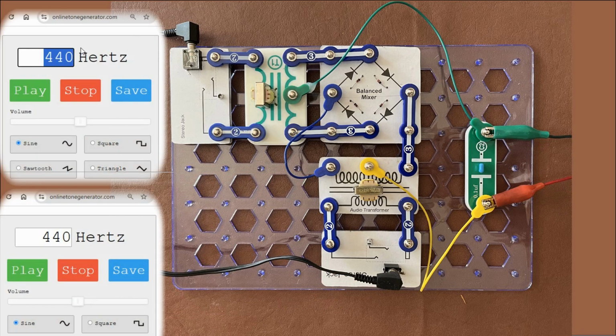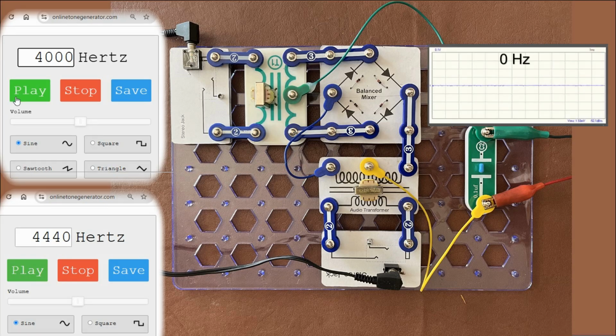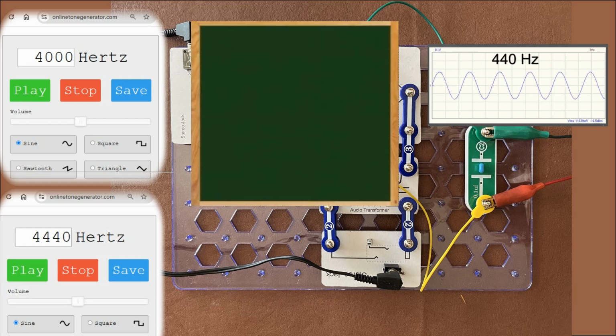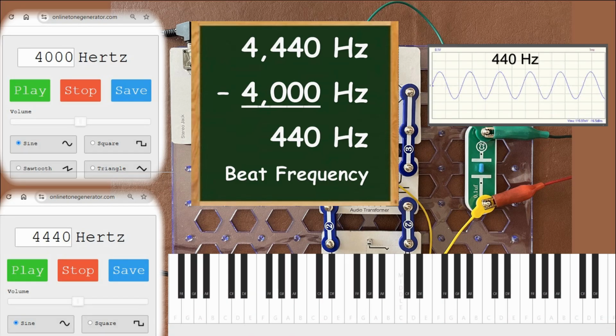We set the tone generator on one computer to 4,000 Hertz and 4,440 on the other computer. Let's fire up the tone generators and hear what comes out the other end. This is the beat frequency between 4,000 Hertz and 4,440 Hertz. Let's check it with the piano. 440 Hertz is A above middle C.